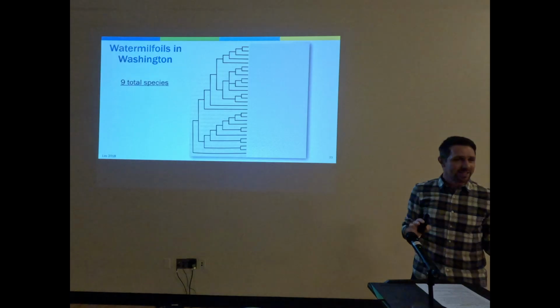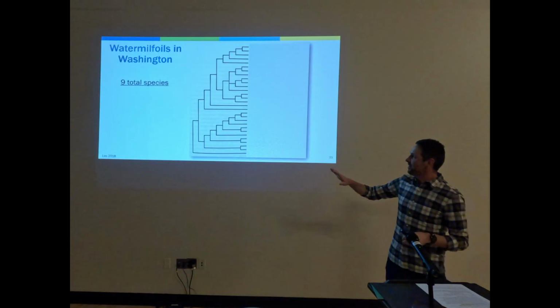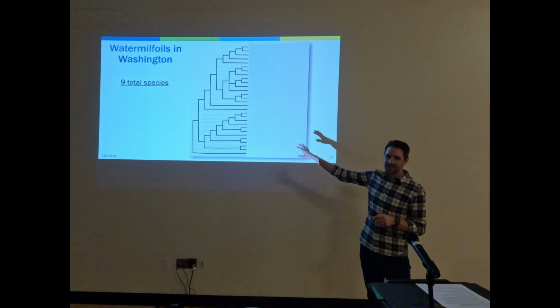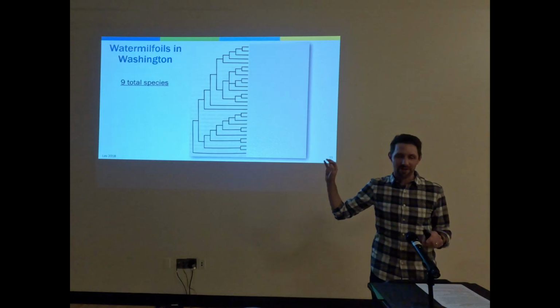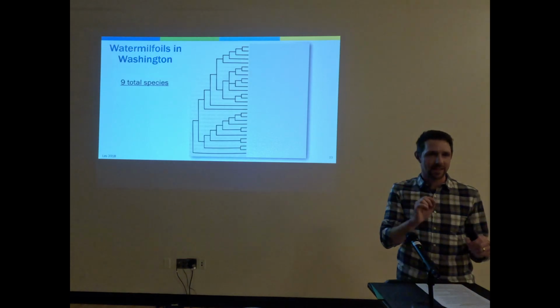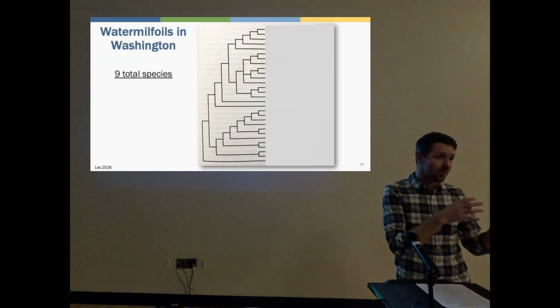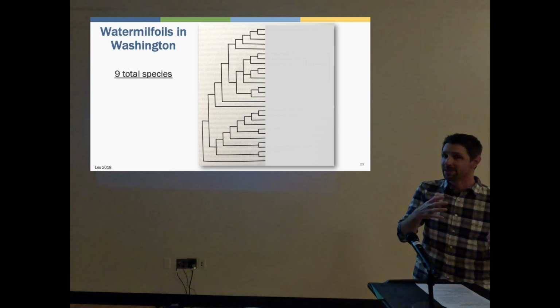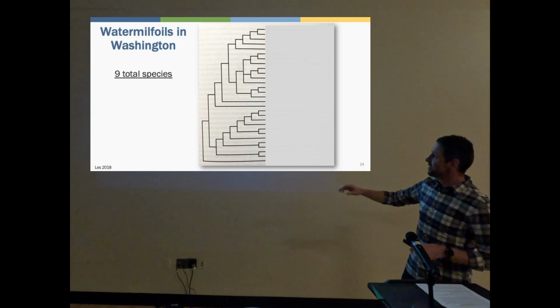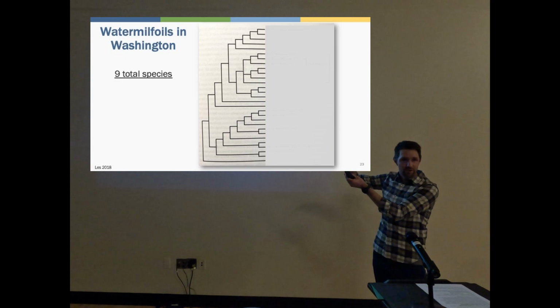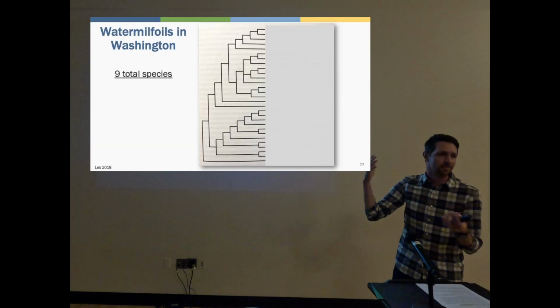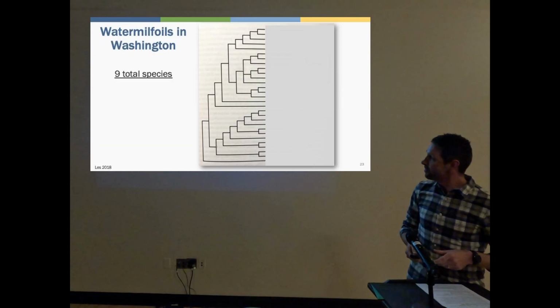All right, 9 total species in Washington state. If you remember way back from your science classes, this is what's called a phylogenetic tree. I wanted to show this to you so you can see how closely related some of these species are, and that's important for things like hybridization and telling the species apart. So basically, species that are closer to each other in this tree are more closely related. If you're further apart, you're more distantly related.